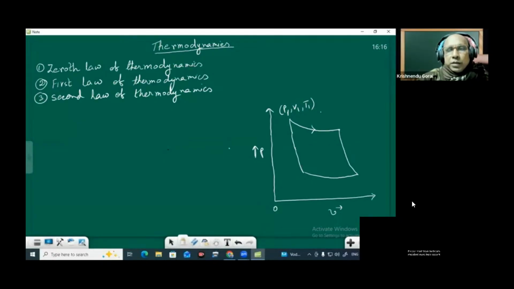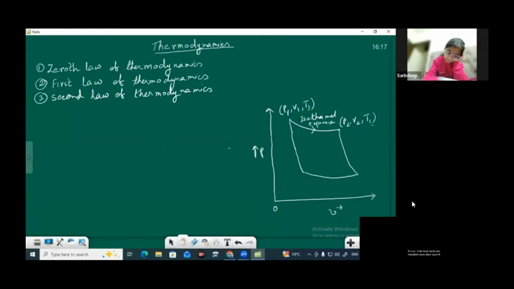For P1, V1, T1, the pressure is changing to P2, the volume is also changing to V2, and the temperature is T1. There is no change in temperature. That means this is isothermal expansion. This is the first one, what we call isothermal expansion. Why isothermal? Because it is the same temperature, no change. This is T1, this is also T1. So it is isothermal expansion.